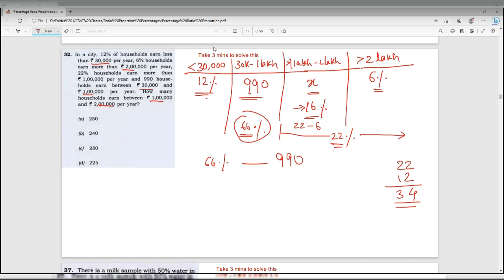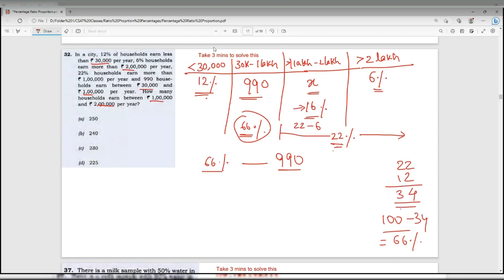12 plus 22 is 34%. Out of 100%, if you remove 34%, we get 66%. That 66% is just 30,000 to 1 lakh, households earning 30,000 to 1 lakh. And they have given that number. That number is 990. And we have to calculate this number X.